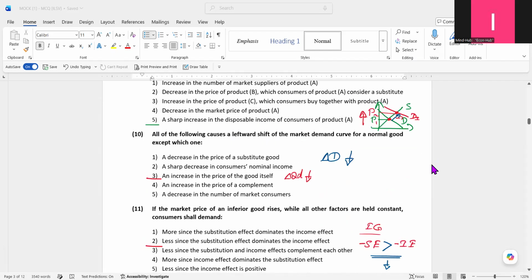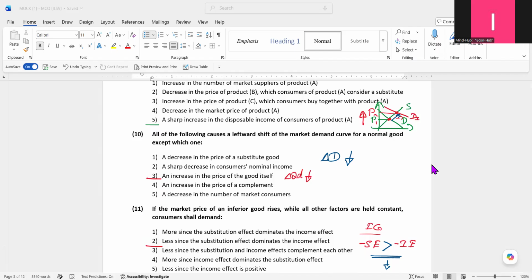Question 10. All of the following causes a leftward shift of the market demand curve for a normal good, except which one? Leftward shift, except which one? So leftward shift means other factors affecting demand have to change, not the price. Okay? Right. So the correct answer is number 3, an increase in the price of the good itself, because we are looking for what will not create the leftward shift.